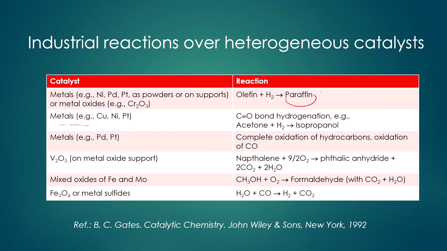Also metal oxide support, vanadium pentoxide, is used as a catalyst particle in a packed condition for the production of phthalic anhydride from naphthalene. That means naphthalene is oxidized to give phthalic anhydride in the presence of vanadium pentoxide as a catalyst particle. And also mixed oxide of iron and molybdenum are used for the reaction of methanol and oxygen, which will give you formaldehyde with carbon monoxide and water.